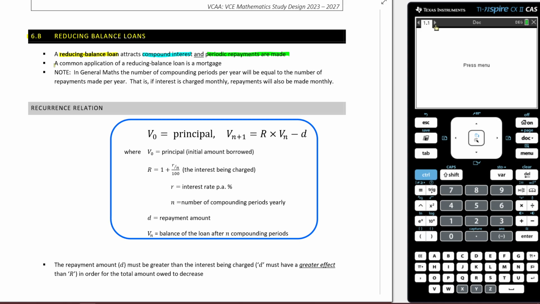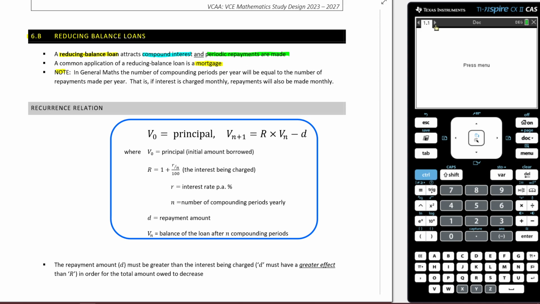We keep reading. A common application of a reducing balance loan is a mortgage. So when you think about it, you get a mortgage. That's when the bank loans you a whole bunch of money, and the bank is going to charge you interest on it, and you're also going to pay it off periodically. So that's making sense of those two things there.